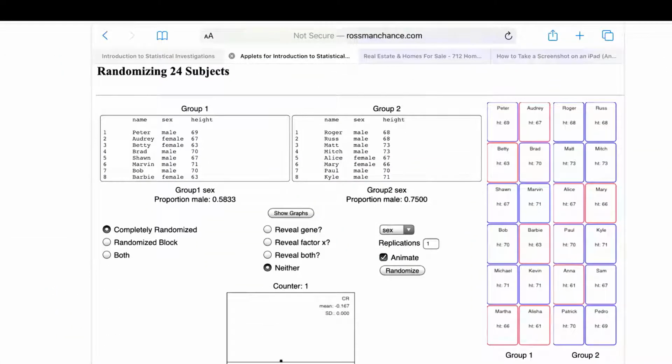So what the applet is doing, you hopefully saw it shuffle up the cards. So there are 24 cards. Blue cards are males and red cards are females. And it took the cards and shuffled them up, and it dealt them out into two groups of 12. And if we were able to be in class, you would have a set of cards that you could shuffle and deal. But unfortunately, that's not where we're at. So we have to just let the computer do it. So what we want to do is figure out the proportion of males in each group.